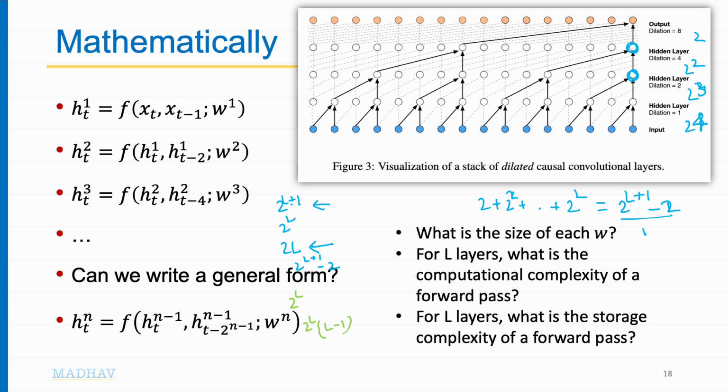But you may now say, this top layer I don't have to store, because to compute my tth output, I don't need the t minus 1th output of the final layer. So you can say the height is L minus 1. But you're still storing the inputs. So 2 to the power L into L. So my storage complexity will be 2 to the power L into L.